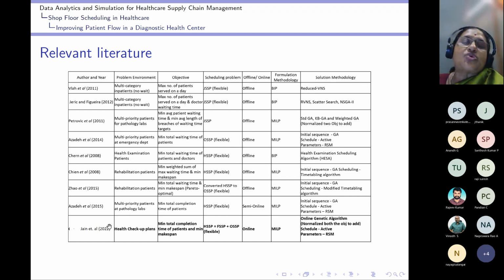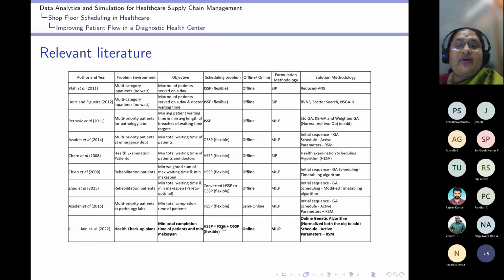You can see all of these are genetic algorithms. The closest to our work was by Azadeh. Azadeh again formulated it as a hybrid shop flow problem, again an MILP. He gave a genetic algorithm in a semi-online setting, where the objective was to minimize the total completion time of patients. In this paper, we have looked at health checkup plans, where we want to minimize both the total completion time and the makespan.